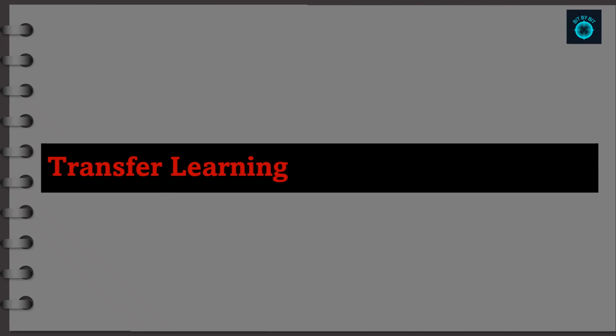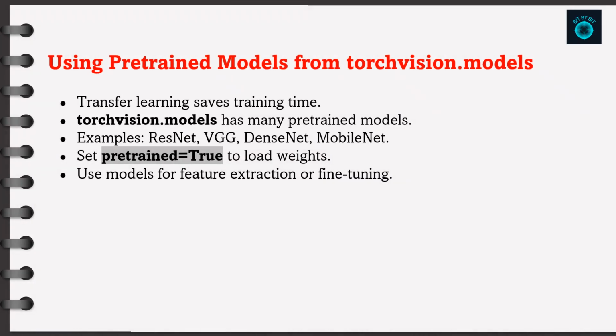Transfer learning. Using pre-trained models from torchvision.models. In this slide, we will learn how to use pre-trained models from the module called torchvision.models. Transfer learning helps us use existing knowledge from large datasets like ImageNet without training a model from scratch. This saves time and resources.